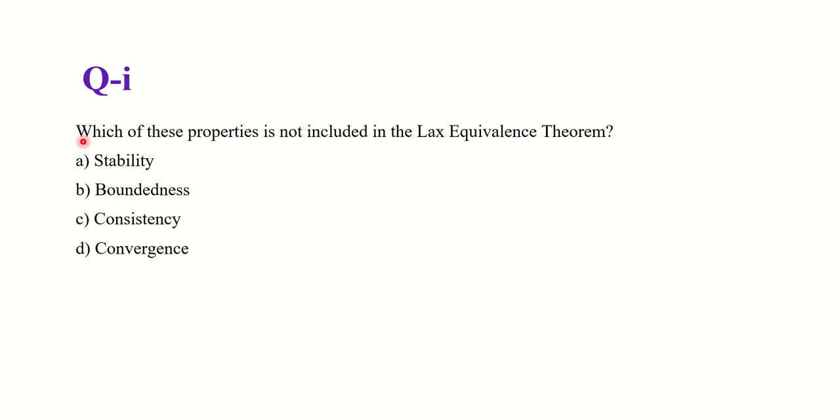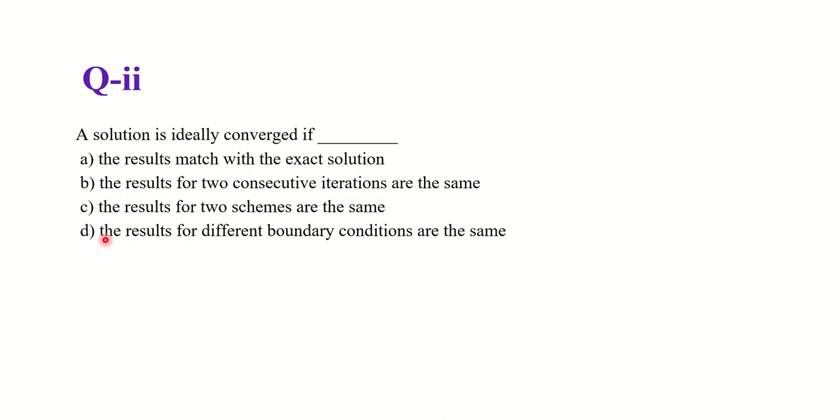So what is included in the Lax equivalence theorem is that stability is included, consistency is included, convergence is also included, whereas boundedness is not included. So the answer to this problem is option B, boundedness. Now we'll move on to question 2.